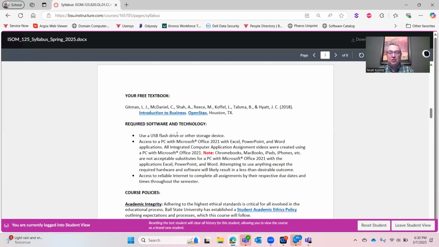Required with this class, you should have a USB flash drive or other storage device, or you can also go in and use Microsoft OneDrive for Business, included as part of being a student at Ball State. Likewise, you should have access to a PC with Microsoft Office 2021 with Excel, PowerPoint, and Word applications. All integrated computer application assignment videos in this class were recorded using a PC with Microsoft Office 2021.